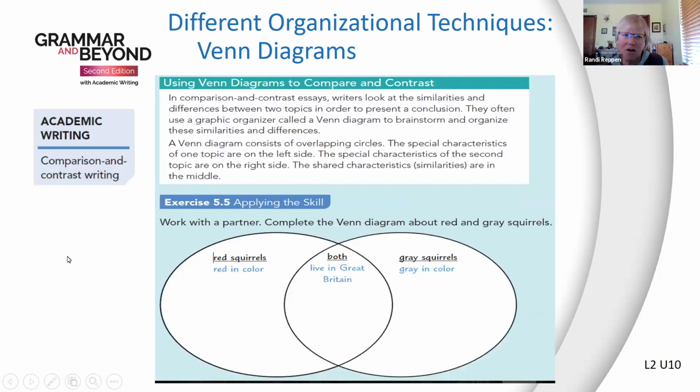So again, looking at academic writing, this is actually one of my favorite. I love Venn diagrams. And so this is a Venn diagram for compare contrast. So we have the features of one, the features of the other, and then the features that are shared.